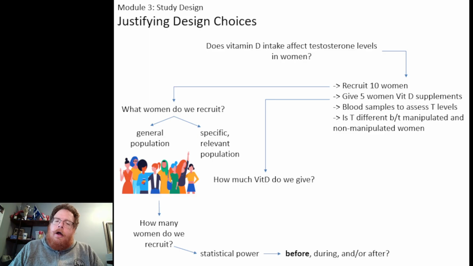The other thing, another decision that we have to make, another choice we have to make in this particular experiment is that we're going to be giving women vitamin D supplements. And so, of course, we have to think about, well, how much vitamin D should we give these women? And when you have a choice like this to make, the first thing I would say is look for precedents.